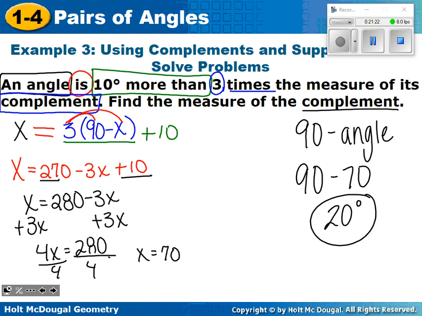20 degrees, which is exactly what we got for our complement doing it the other way. Okay, raise your hand if you prefer what we did on the smart board. Okay, raise your hand if you prefer drawing the picture and you like it that way. Okay, and so it's going to be whatever works better for you. I don't care at all. I just want you to be able to get the right answer.